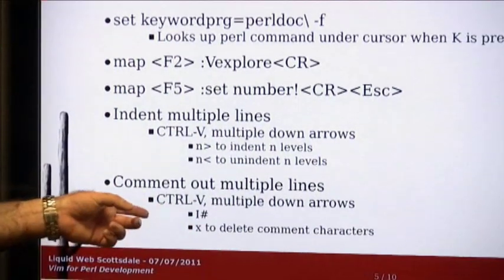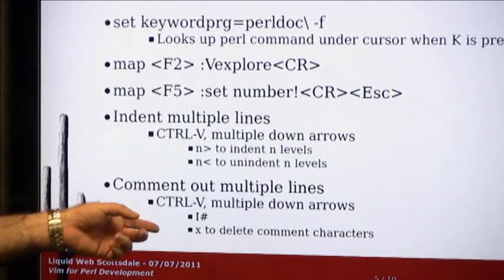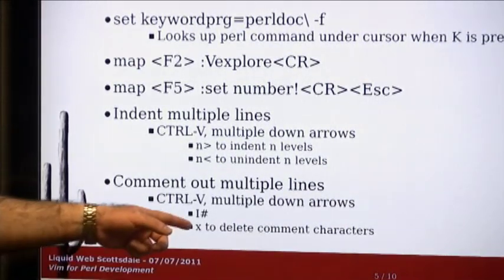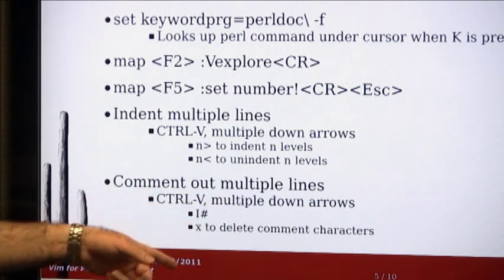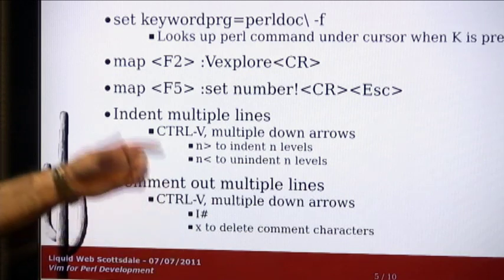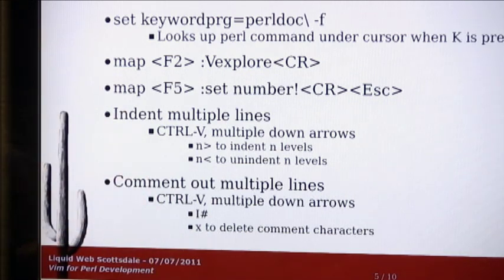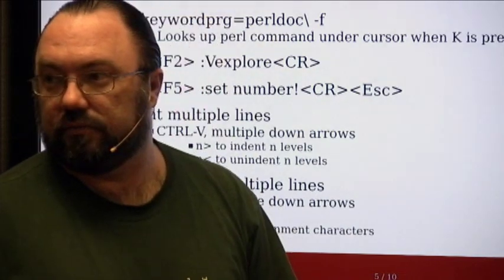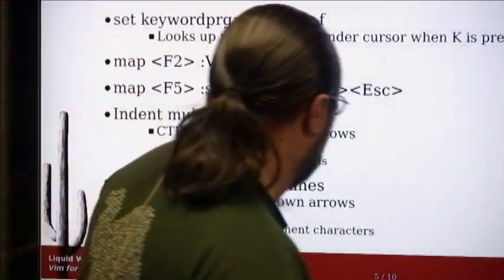Then basically hit escape, and boom, you'll have that whole block of code commented out. If you want to uncomment it, X is the delete command. So you just select all those hashes, hit X, and boom, now they're all uncommented. Any questions there so far? Does that make sense? All right.